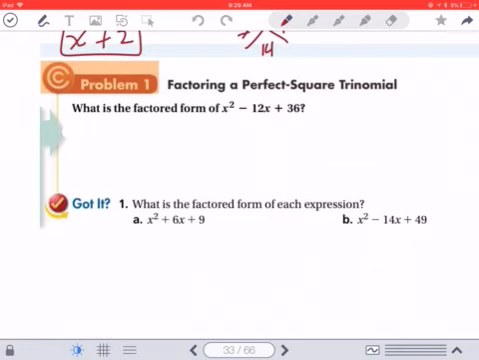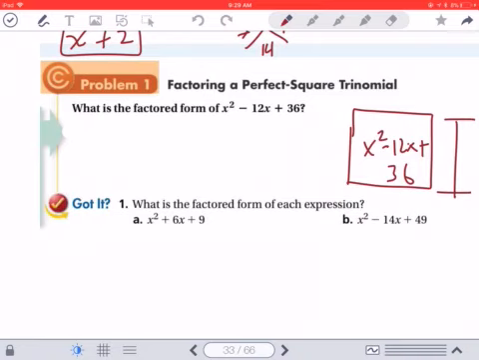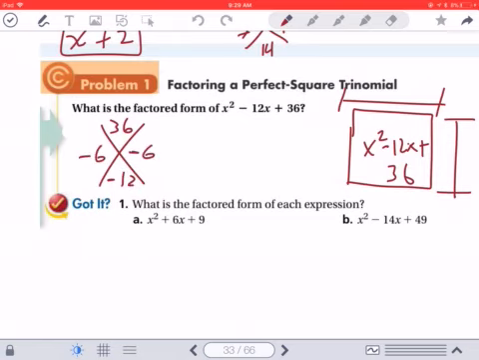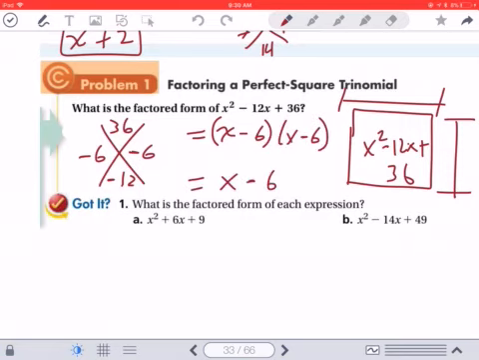Well, we have the area of this square. It's x squared minus 12x plus 36, and we want to figure out the dimensions, the length and the width. I'm just going to use the x method here. What multiplies to 36 and adds to negative 12? Well, that's going to be negative 6 and negative 6. So this is going to be equal to x minus 6 times x minus 6, or you could do x minus 6 squared.